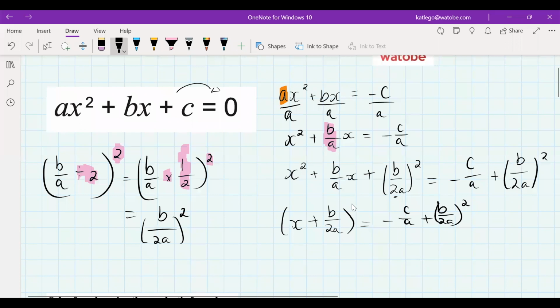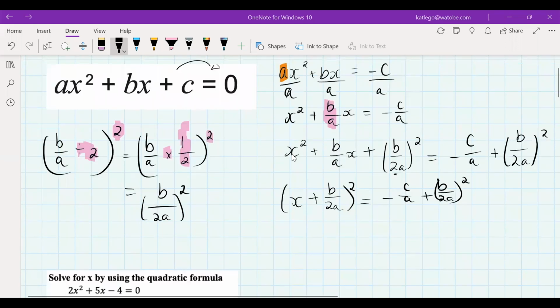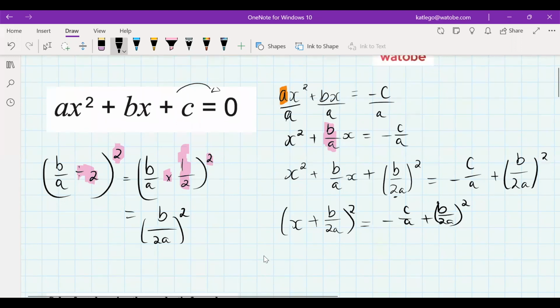Guys, if you don't get this, I promise you it's not as bad as it looks. Just watch the video slowly if you want to know how to derive the formula. I would suggest you do. Those going for distinctions, this is your playpen. Then you're going to have x plus b over 2a squared equals negative c over a plus b squared over 4a squared. I just distributed this square to everyone: b squared, then 2 squared is 4, and a squared.